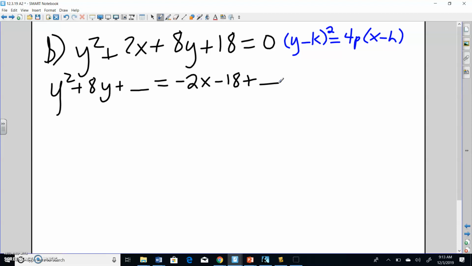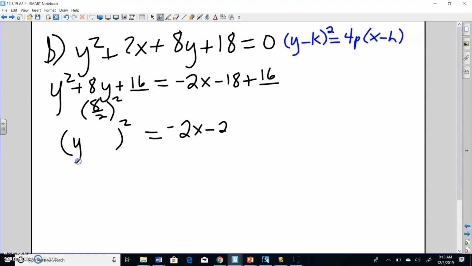So I need to complete the square on the left. Tess, what does that involve? So 16 is going on both sides. And then factoring, on the right, I get a negative 2x minus 2. Correct? Anna, what's going to go in parentheses here? Y plus 4. Where'd you get the 4? Whatever 8 over 2, b over 2 is, goes there.